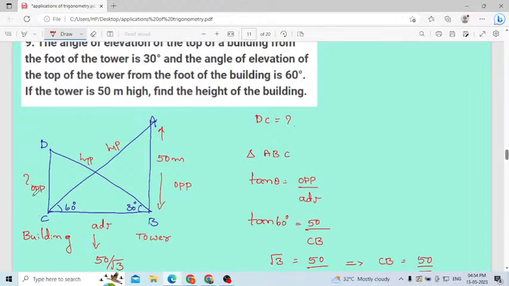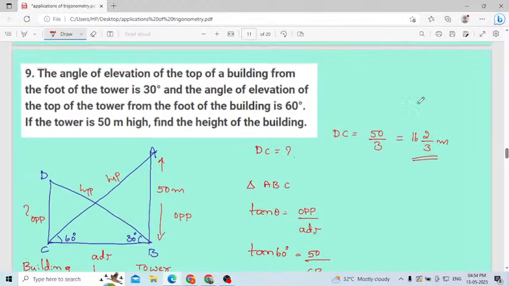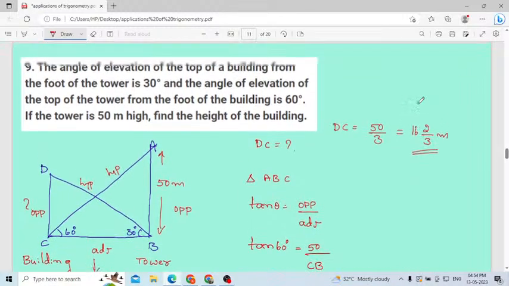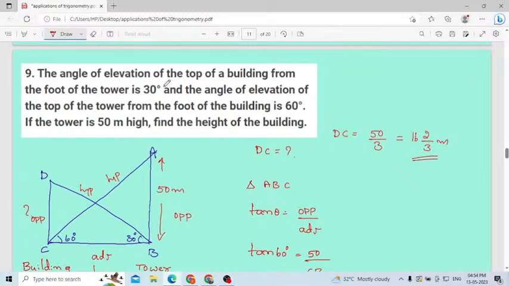We got the value of DC, that is nothing but the height of the building. We can write it as a mixed fraction, or simply you can write 50 by 3 also, correct. Split it as mixed fraction 16 2 by 3 meter. Both ways you can represent. If they ask in a multiple choice question, sometimes they will ask in the mixed fraction. Okay, understood? Those who joined late in the live, I will explain once again. Listen here. The angle of elevation of the top of the building from the foot of the tower is 30 degree.